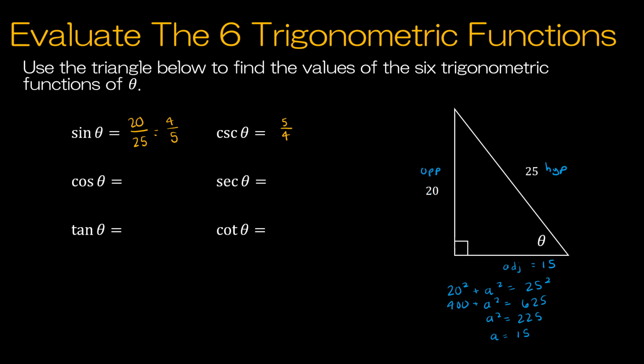For cosine, I'm looking at the adjacent divided by the hypotenuse. Again, dividing by 5 gives me 3/5. Secant would then be 5/3. And tangent is sine divided by cosine. So I could take 4/5 divided by 3/5, or I could take opposite over adjacent. Either one would give me 4/3, and cotangent would then be 3/4.